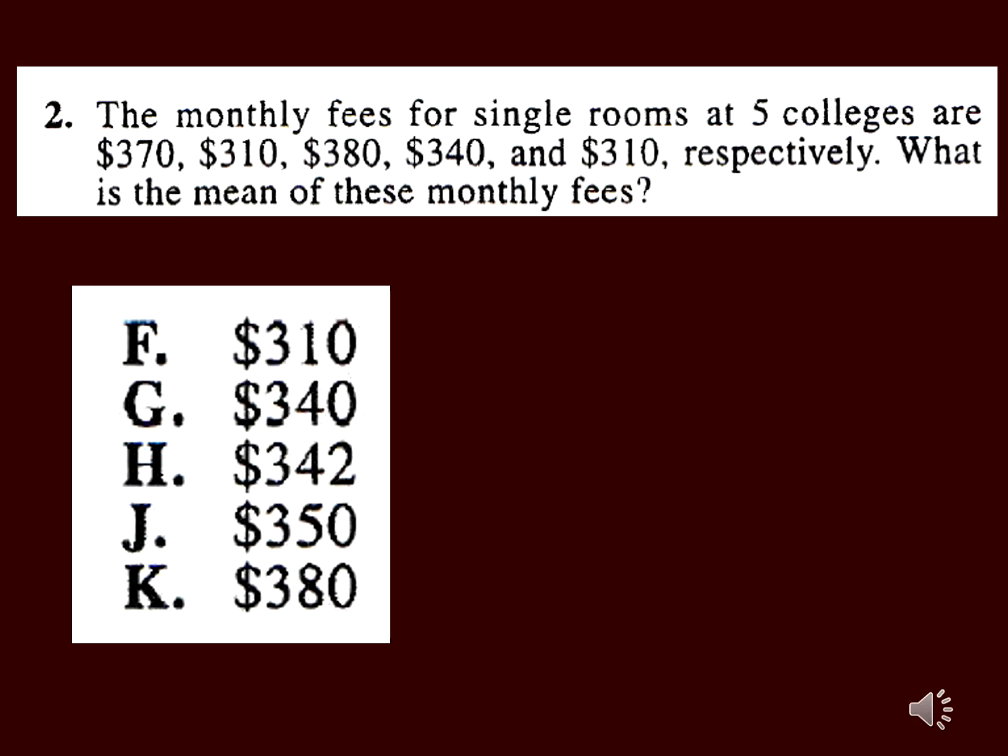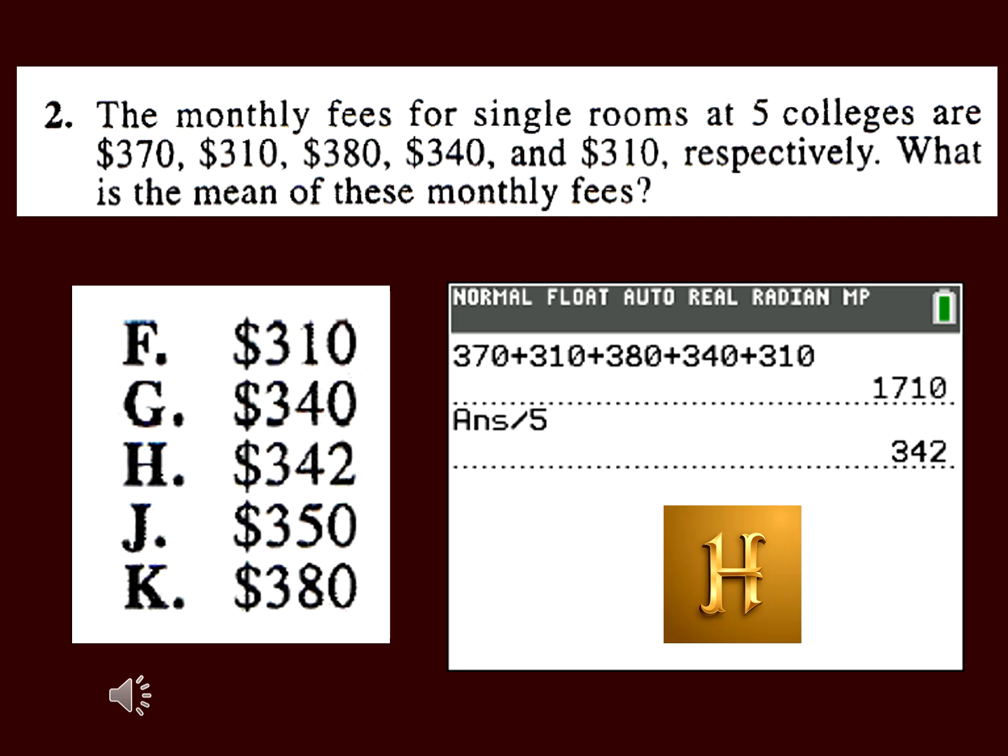So number 2. The monthly fees for the single room at 5 colleges are $370, $310, $380, $340, and $310 respectively. What is the mean for these monthly fees? There's lots of types of averages, but the key word here is mean. Mean is your basic average where you add everything up and divide by how many there are. I add up all those numbers, I divide by 5, I get $342, and that is choice H.